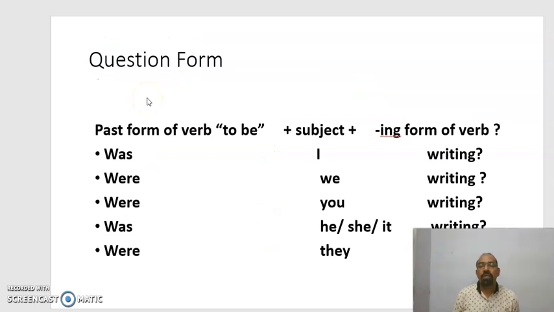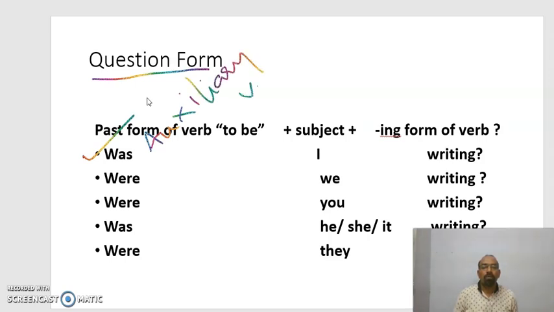Now let us check the form of a question in past continuous. Past form of verb to be plus subject plus ing form of the verb. So here subject and auxiliary verb are interchanged. First we have to write the auxiliary, that is the past form of verb to be. Was I reading? Were we writing? Were you writing? Was he, she, it writing? Were they writing?